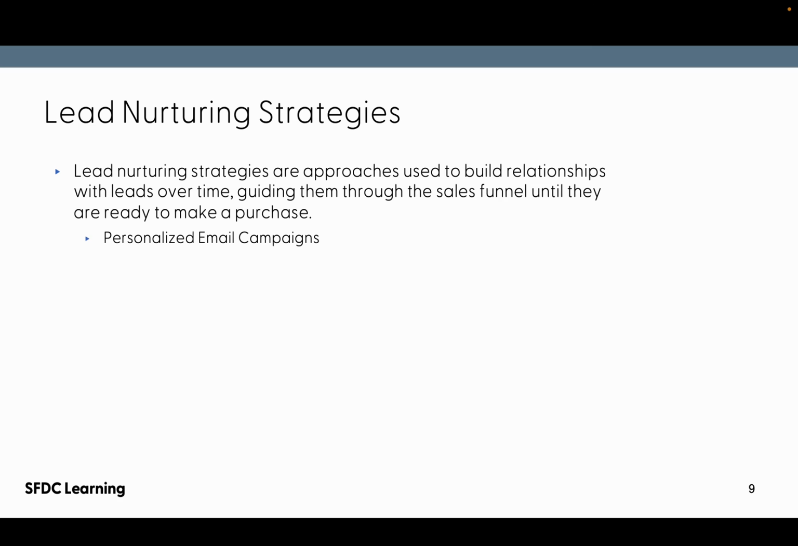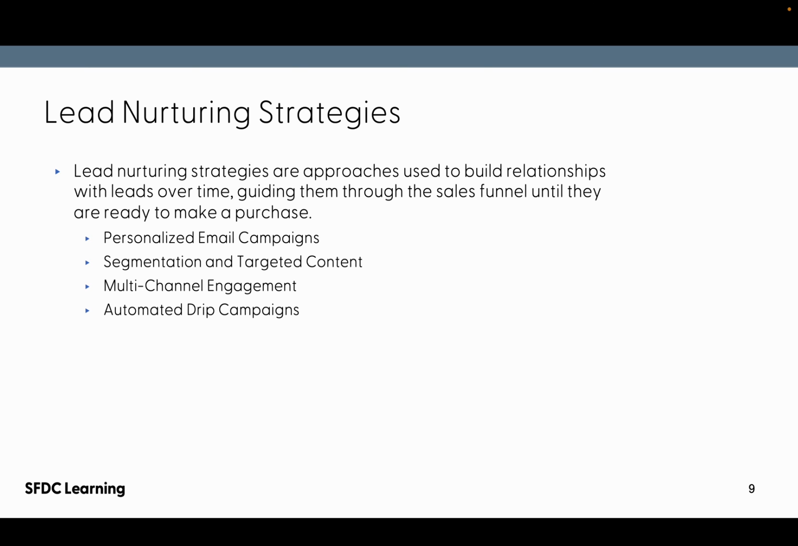And how that can happen is via personalized email. They can send out an email, we reply to them, and they know. Segmentation and targeted content, so they can provide us the content. You can go through this, check it out. That will help make us more aware of that particular content. Multi-channel engagement, they can message us, they can call us. Automated drip campaigns, so sometimes we become part of the campaigns automatically, those types of things.